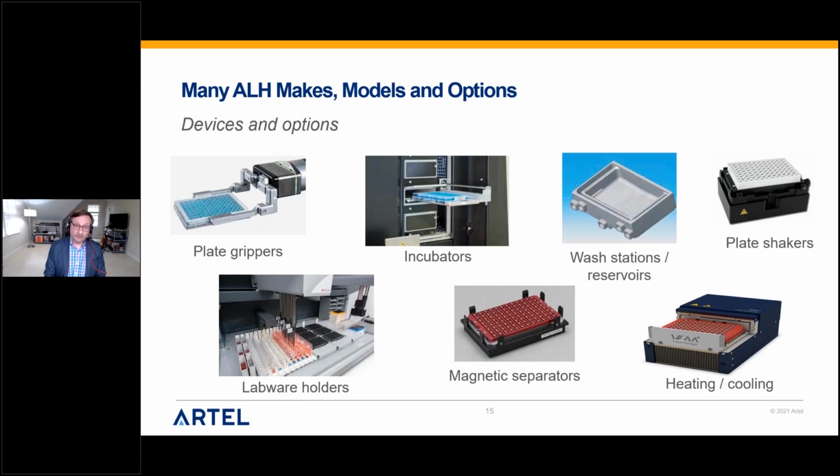You've got plate grippers, incubators, wash stations, plate shakers, heating, cooling. If you're into qPCR, or RT-PCR or NGS type of work, magnetic separators are going to be there. And you've got labware holders, that's reagent troughs, and tube holders, those types of things. So when you talk to a vendor, they're going to ask you all of these questions because they want to make sure that they sell you the right stuff.